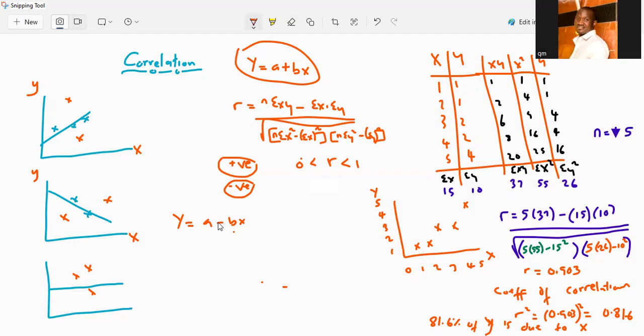So a plus bx. We can start with b before calculating our a. The formula for b, which is the gradient, is n summation of xy minus summation of x and summation of y, over n summation of x squared minus summation of x to the power 2.